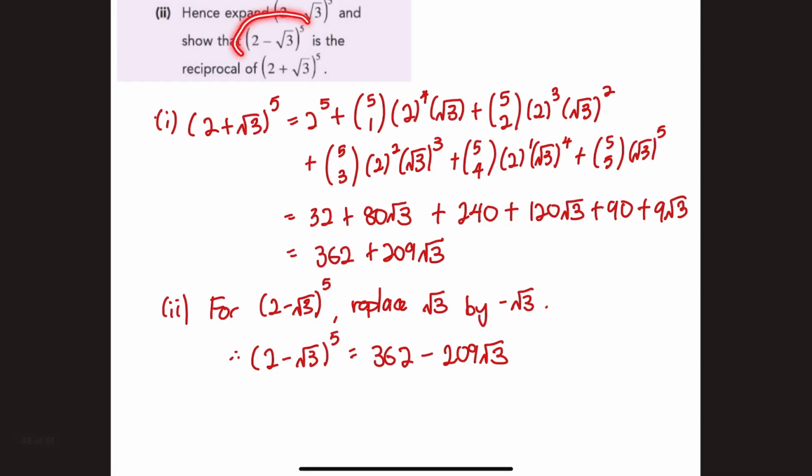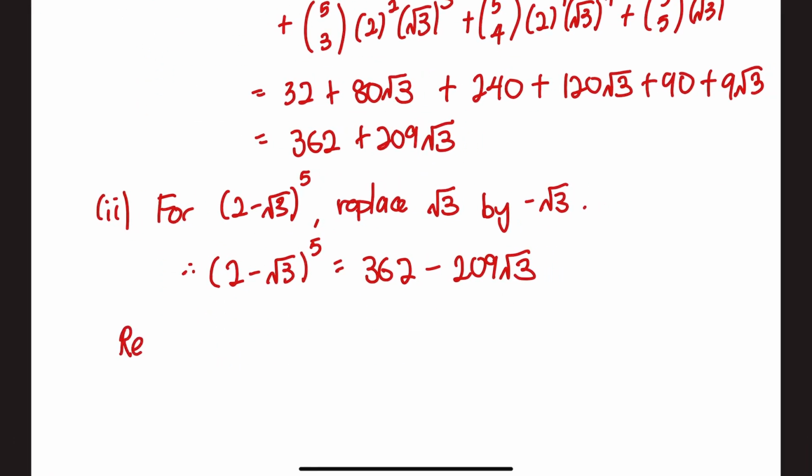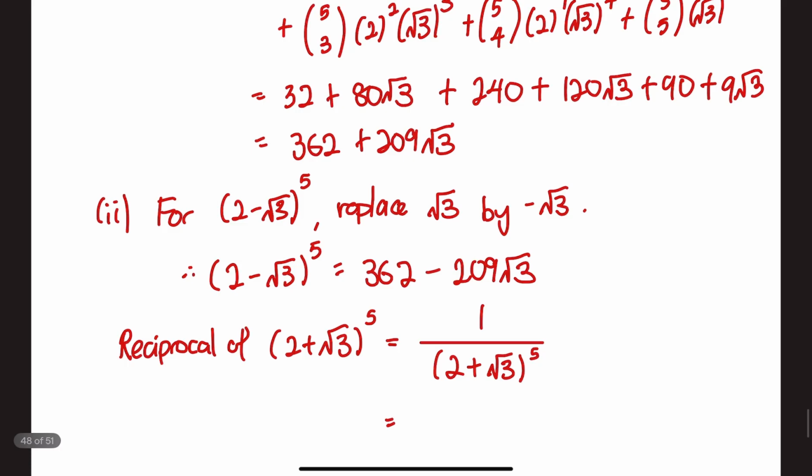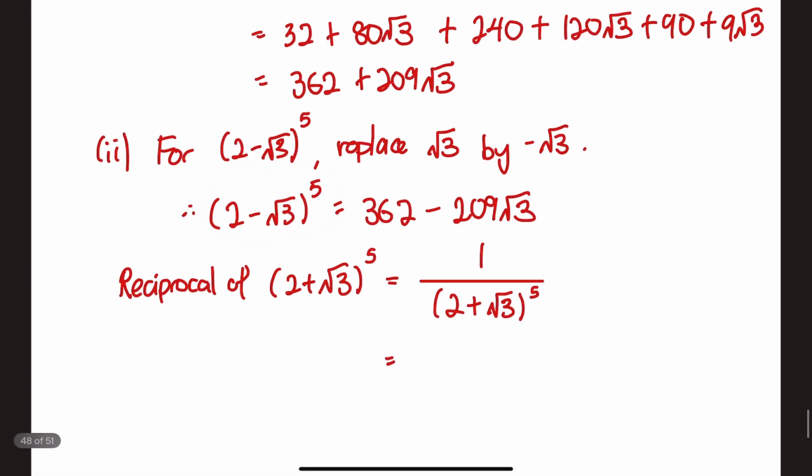And show that this is the reciprocal of this. Reciprocal means 1 over something. So we must show that the reciprocal of 2 plus root 3 the whole thing power 5 can be obtained to be this form over here. How do I do that? So let's start. The reciprocal of 2 plus root 3 the whole thing power 5 is simply equal to 1 over 2 plus root 3 the whole thing power 5. How do I now? I need to show that this can turn into this thing over here. How do I do that? Let's do it step by step.